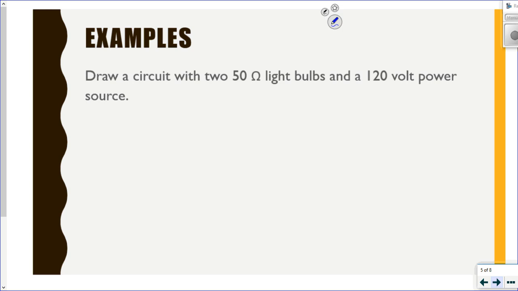So if I want to draw a circuit that has two 50 ohm light bulbs and a 120 volt power source, I'm going to use the key on my reference table. I know my power source is my battery, it looks something like that. I'm going to label it with 120 volts.